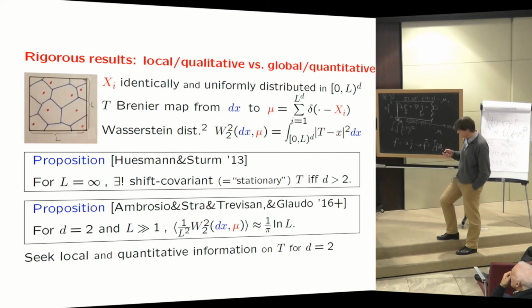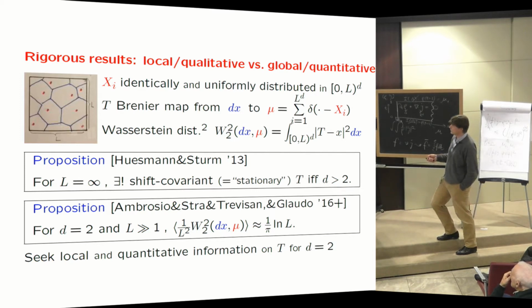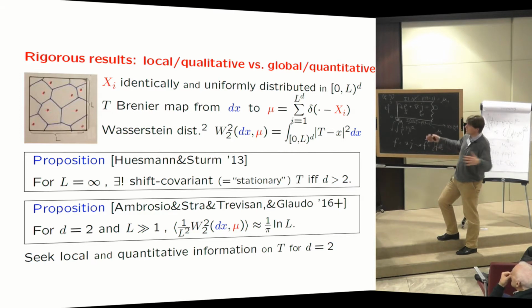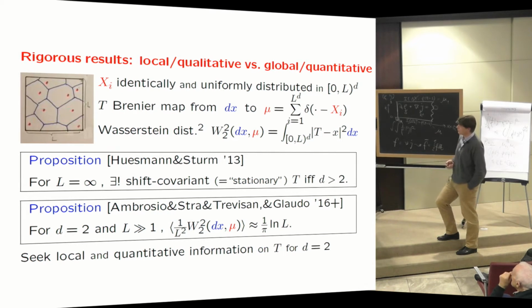And that is also borne out by a result of Martin Huesmann and Theo Sturm, who showed that if you were right away looking at the infinite volume limit, and you were asking the question, is there a stationary shift covariant optimal transportation, so in a certain sense like the stationary gradient of a corrector in stochastic homogenization, this can only be if the dimension is strictly larger than 2. So only if you don't have this infrared divergence can you hope for a simple functional analytic approach to this problem.